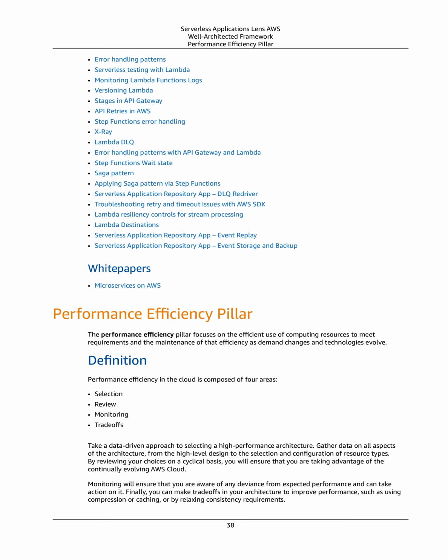Take a data-driven approach to selecting a high-performance architecture. Gather data on all aspects of the architecture, from the high-level design to the selection and configuration of resource types. By reviewing your choices on a cyclical basis, you will ensure that you are taking advantage of the continually evolving AWS cloud. Monitoring will ensure that you are aware of any deviance from expected performance and can take action on it. Finally, you can make trade-offs in your architecture to improve performance, such as using compression or caching, or by relaxing consistency requirements.